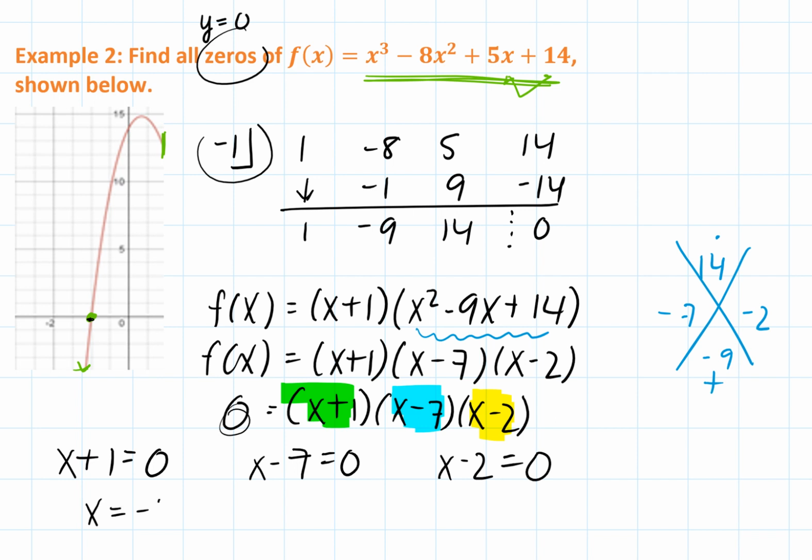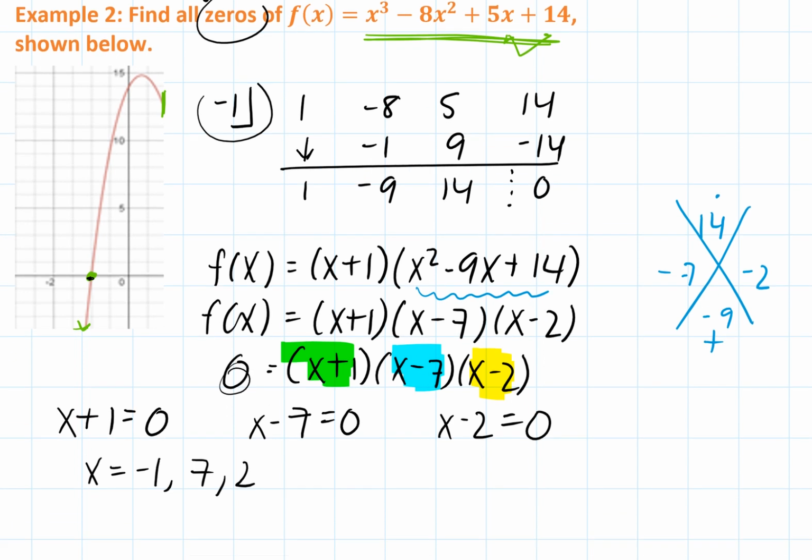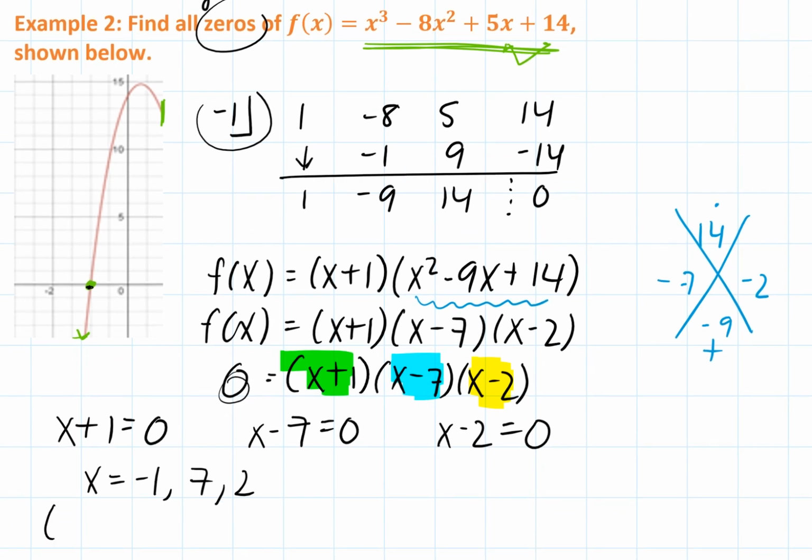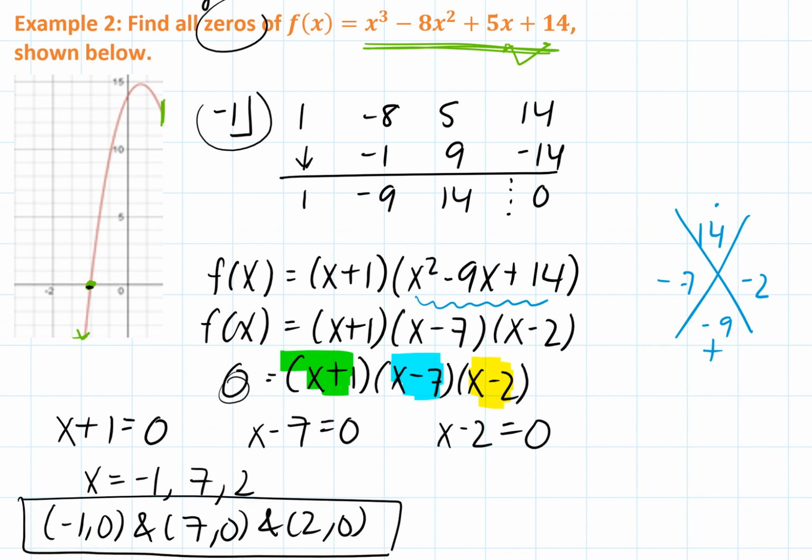So x is either negative 1, 7, or positive 2. That means my function has roots at (negative 1, 0), (7, 0), and (2, 0). It makes sense that we're done here because we were given a cubic function, and we know that cubic functions will always have 3 roots corresponding to 3 factors.